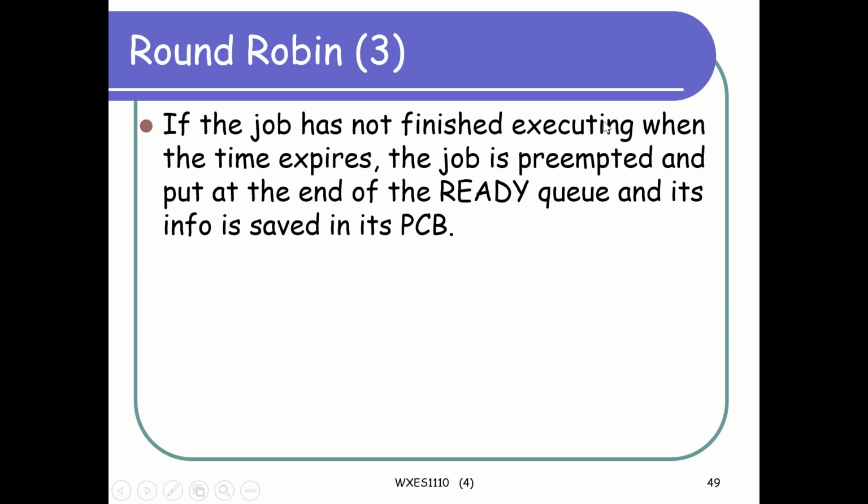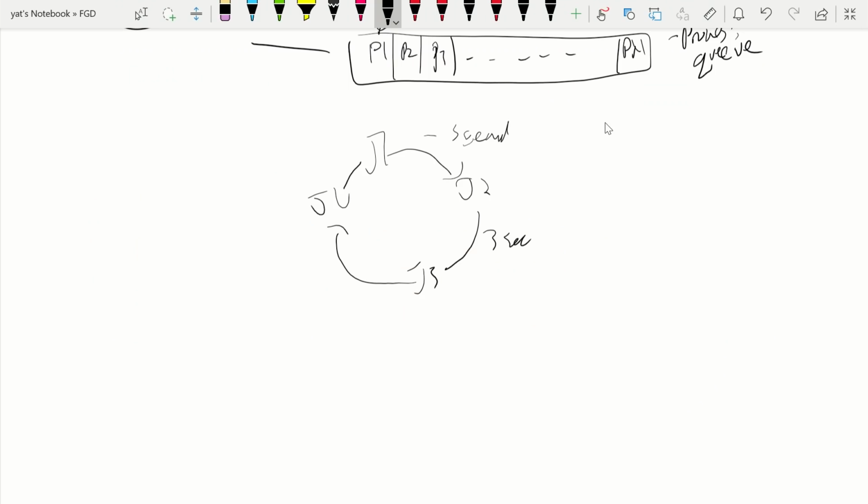If the job has not finished executing, say job 1 actually takes 10 seconds. After 5 seconds, job 1 will be put on hold, and then you start job 2. Job 2 gets 3 seconds, but maybe it takes about 5 seconds. Not finished yet, so move to job 3 and job 4, and then go back to job 1. Job 1 has already done 5 seconds, and needs another 5 seconds. Job 2 also needs another 2 seconds, and so on.